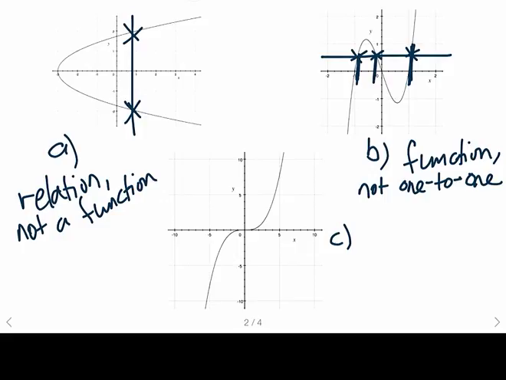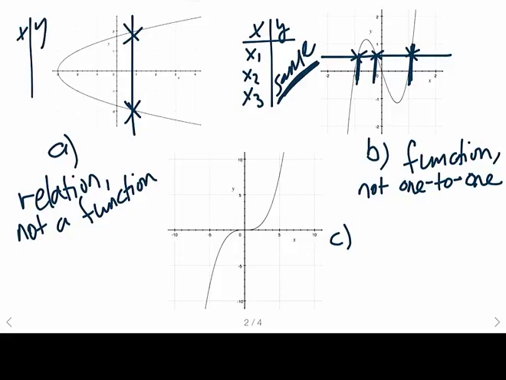In other words, I could have an XY table with values like x1, x2, and x3, and the outputs would all be the same. In that sense, the outputs would be repeated. Just as in A, we would have inputs that are repeated, and that's characteristic of failing the vertical line test. So the horizontal line test indicates whether or not we have a one-to-one function.